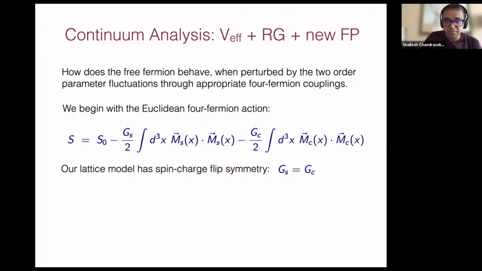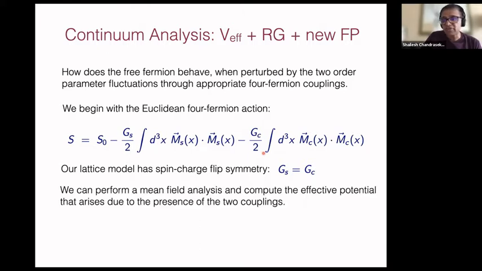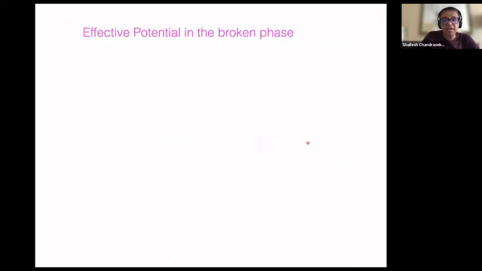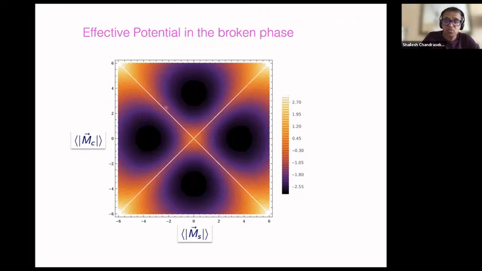And then, of course, in the spin charge flip symmetry language, GS and GC have to be equal. And the question is, what is the role of that symmetry? So first we performed a mean field analysis to see if we get the symmetry breaking pattern that we actually get, right? So we want massless fermions for small couplings and the broken phase where one of these symmetries breaks, right? And so here is an effective potential calculation in this one loop effective potential.